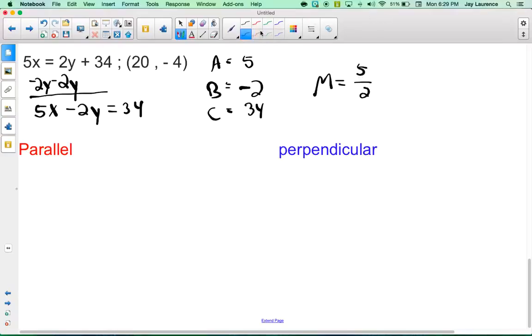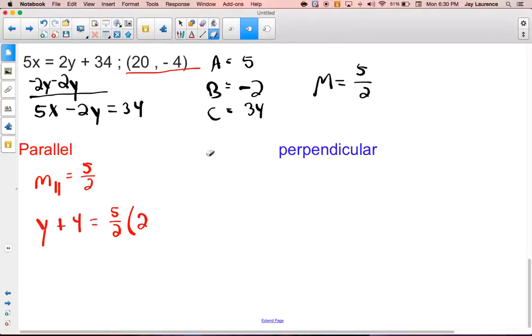Okay, so now I'm ready to do the parallel line. So, the parallel slope is going to be 5/2. And I have the slope and a point. So I'm going to write my point slope equation, y plus 4. Why is it plus 4? Because I was subtracting a negative, right? Equals 5/2 times the quantity of x minus 20. Oops, I'm sorry, making a mistake, getting a little bit ahead of myself there. Let me get rid of that.